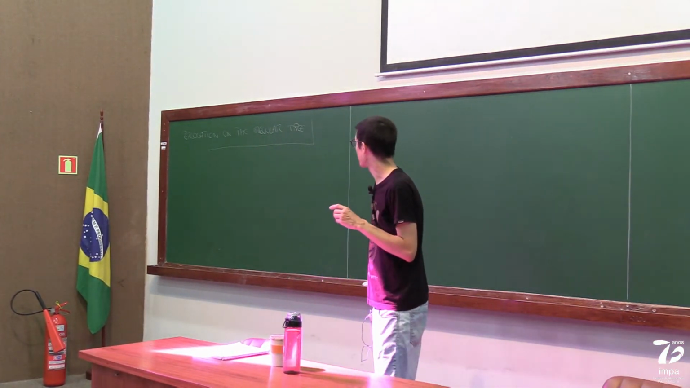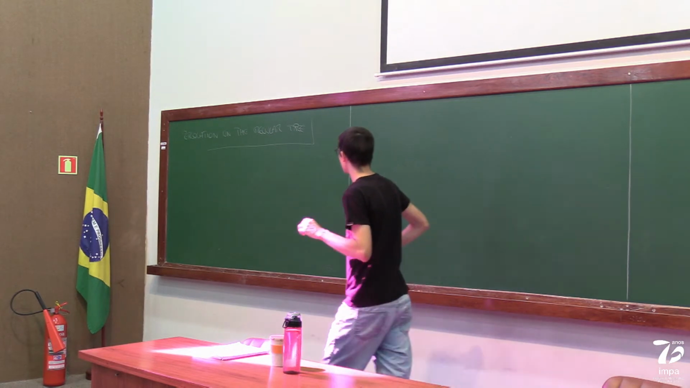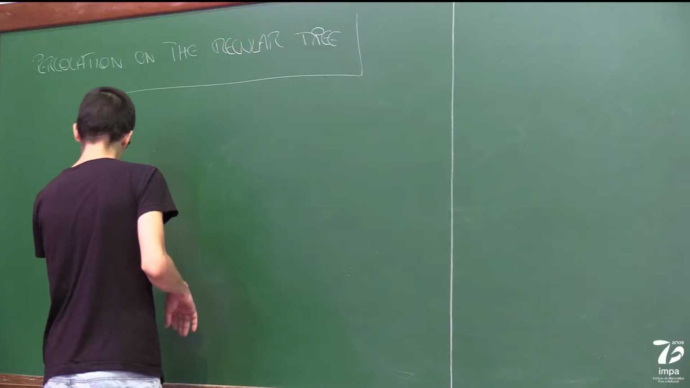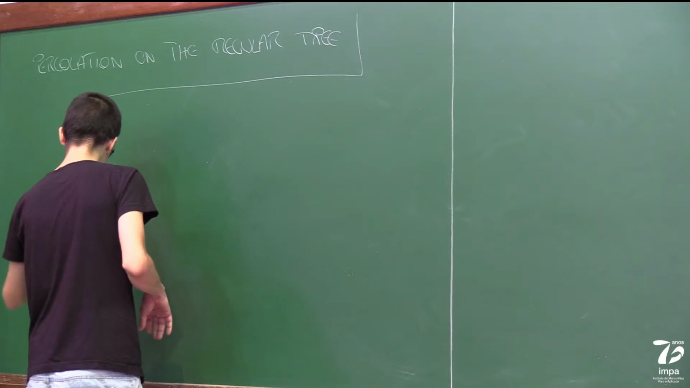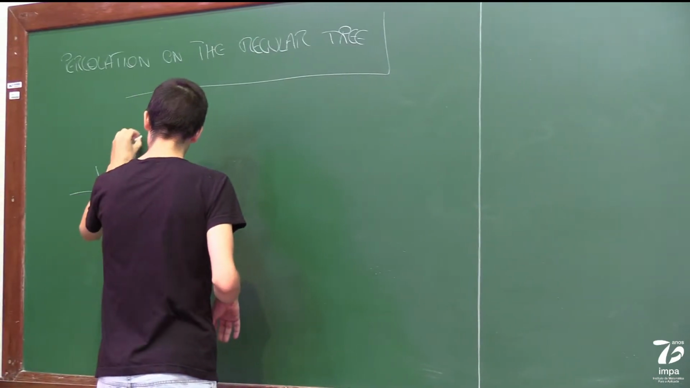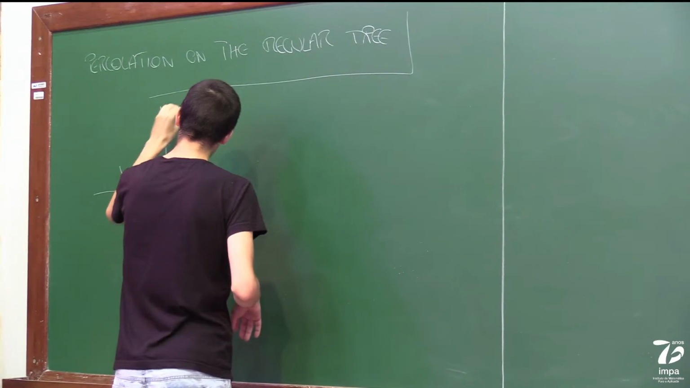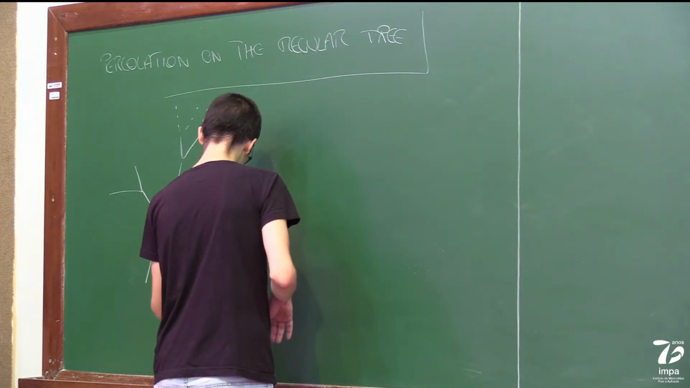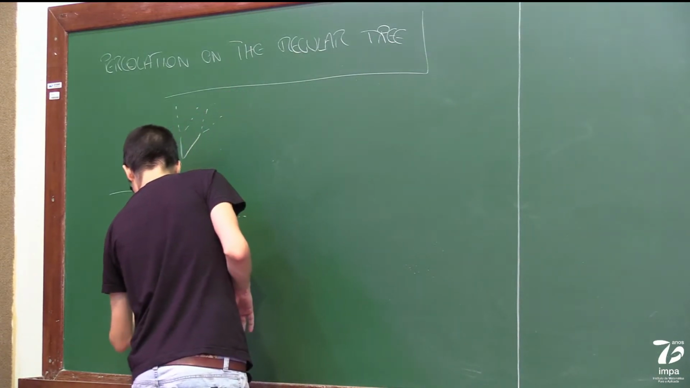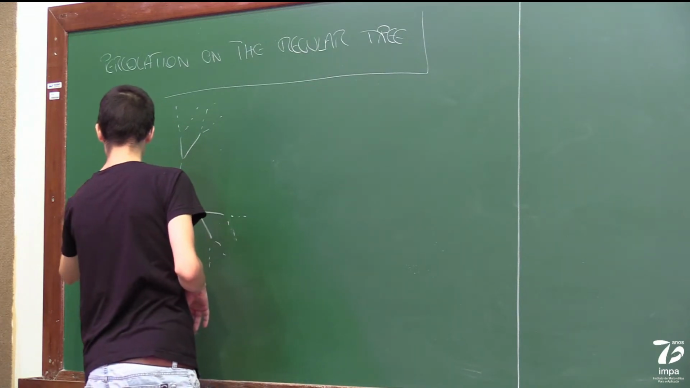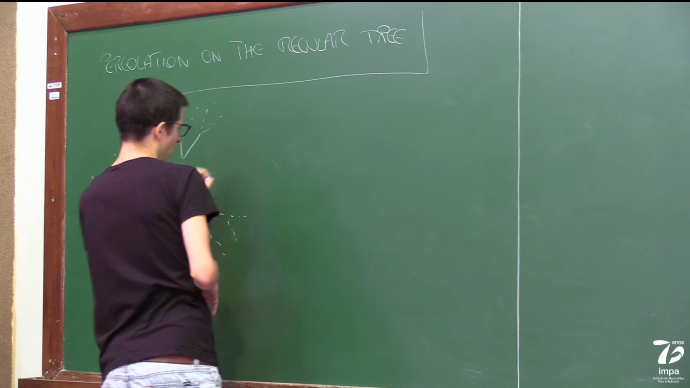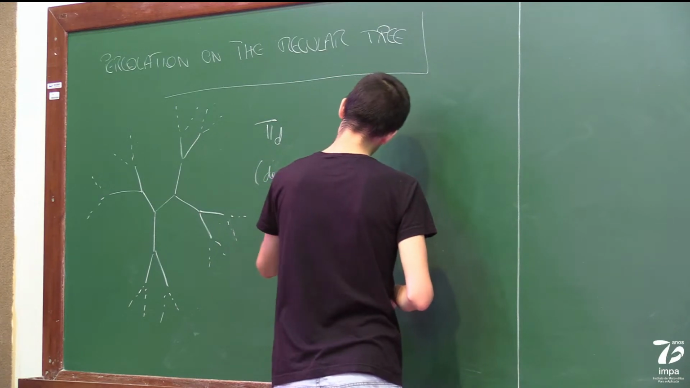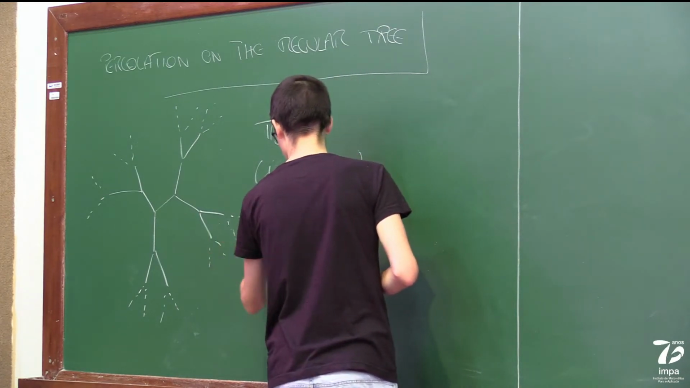Identifying the probability of percolation on the regular tree. So remember, we have a graph which has no cycles and on which every vertex has the same degree. I call it TD, and the degree is D plus 1. Okay, so this is T2.